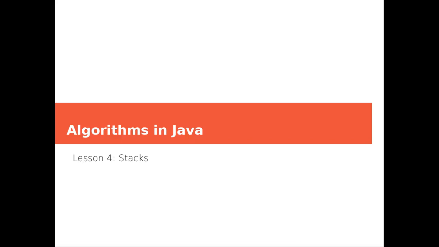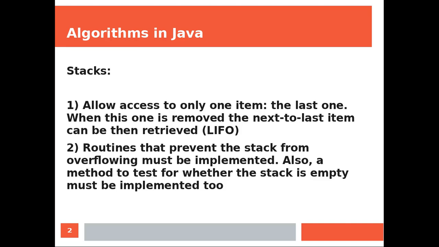Lesson 4. Stacks. Stacks allow access to only one item, the last one. When this one is removed, the next to last item can then be retrieved. Last in, first out. Then, routines that prevent the stack from overflowing must be implemented. Also, a method to test whether the stack is empty must be implemented too.